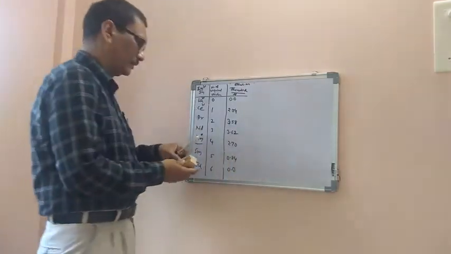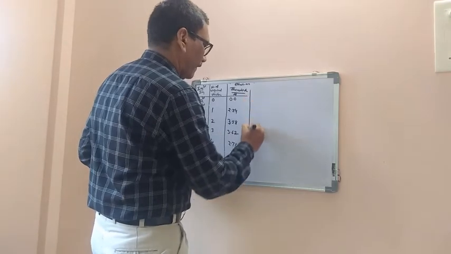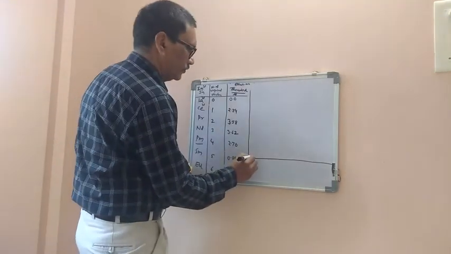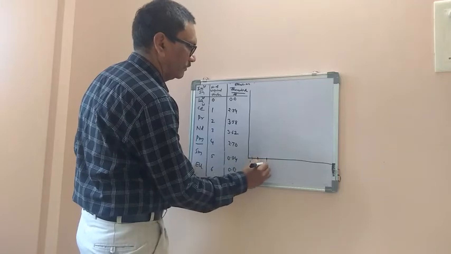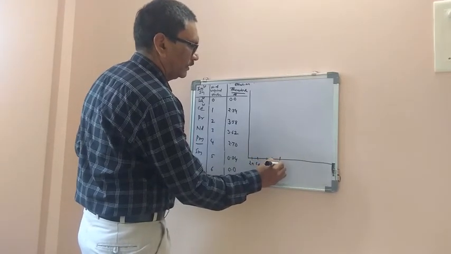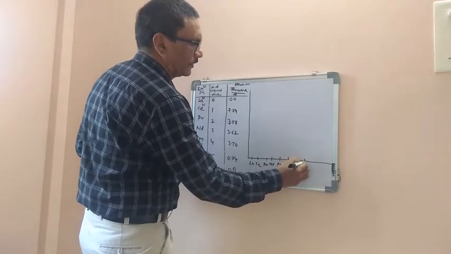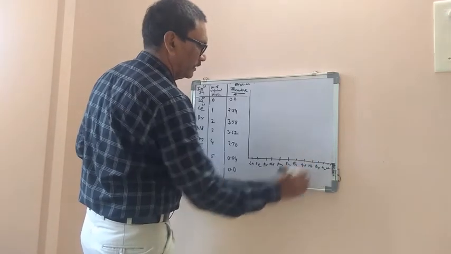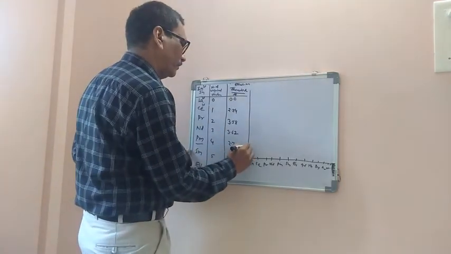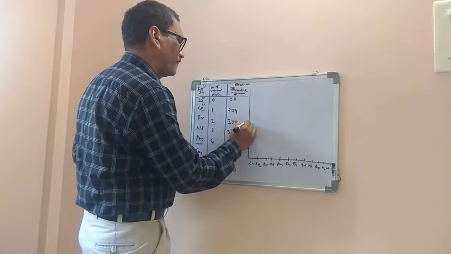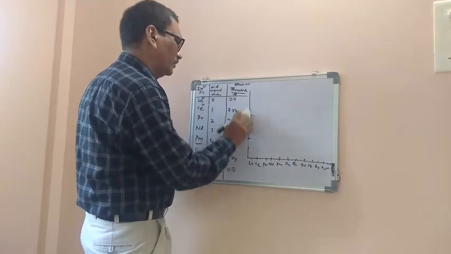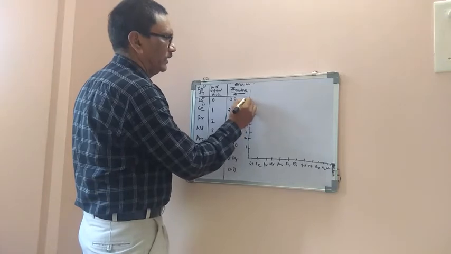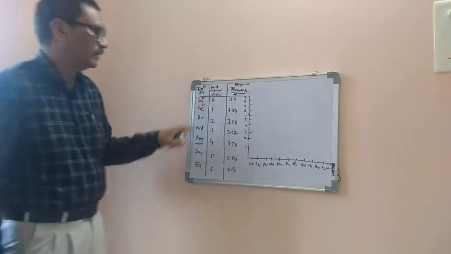So plot of the magnetic moment against the atomic number here. Here is lanthanum, here is cerium, praseodymium, neodymium, promethium, samarium, europium, gadolinium, terbium, dysprosium, holmium, erbium, thulium, ytterbium, lutetium. Here we have the values 2, 4, 6, 8, 10, maximum 10. If you take the scale 1, 2, 3, 4, 5, 6, 7, 8, 9, 10.